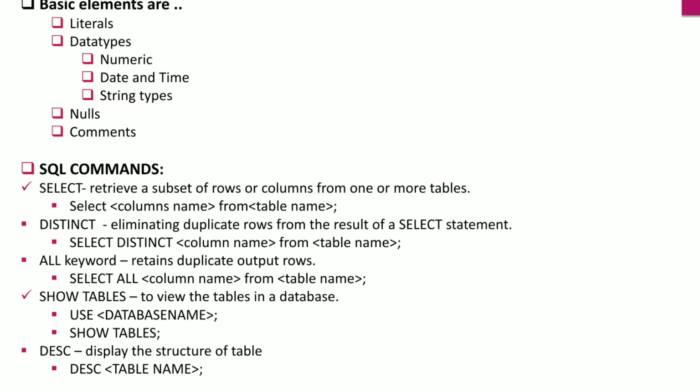The DESC command is used to display the structure of a table. It shows the structure of the table: the field name, data type, then null, key, default, and extra. That means whenever you create a table, it shows how you are applying the different formats, attributes, or functions to that particular field.